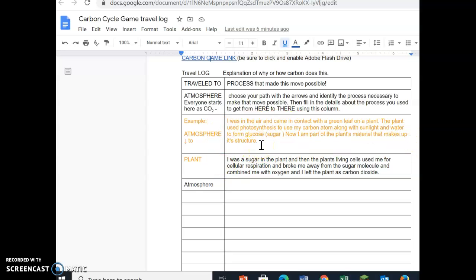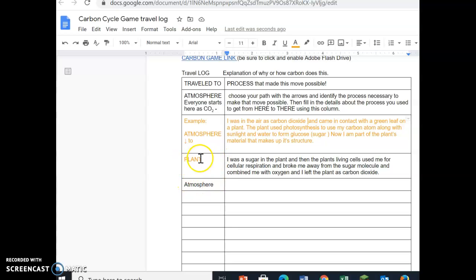Right here is going to be my reasoning or my explanation of how did I get from the atmosphere to the plant. So I wrote, I was in the air and came in contact with the green leaf of a plant. I might have even said I was in the air as carbon dioxide. We want to know what you're in and where you're at. It came in contact with the green leaf on a plant. The plant used photosynthesis to use my carbon along with the sunlight and water to form glucose. Now I am part of the plant's material that makes up its structure.